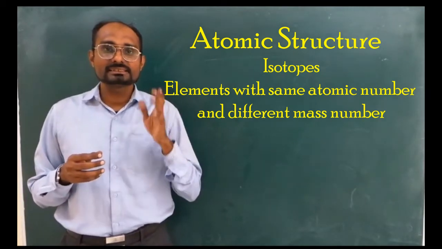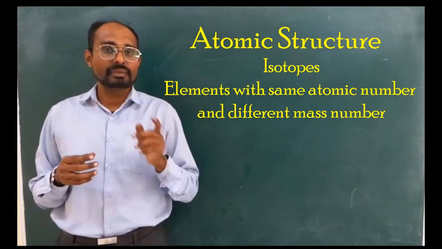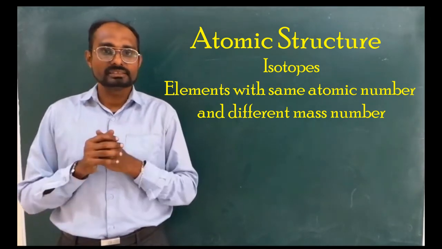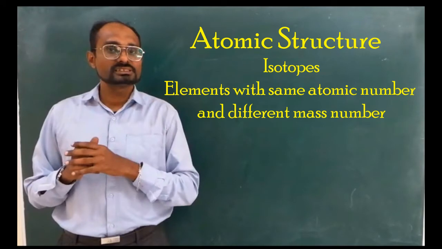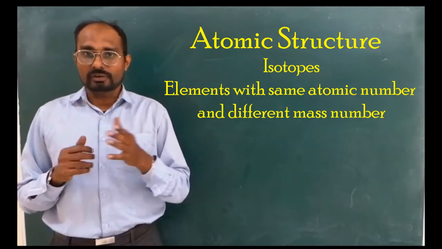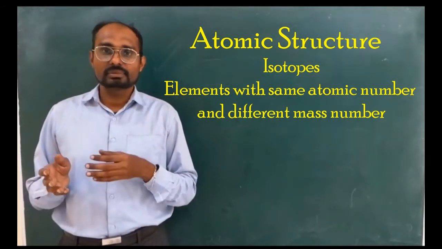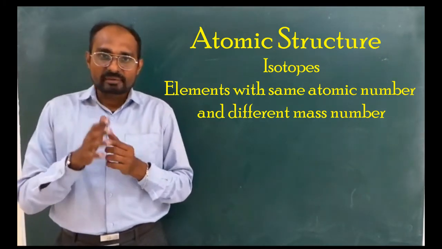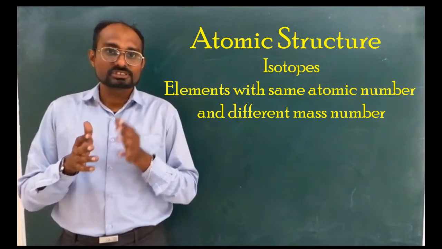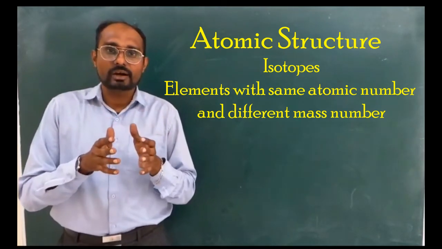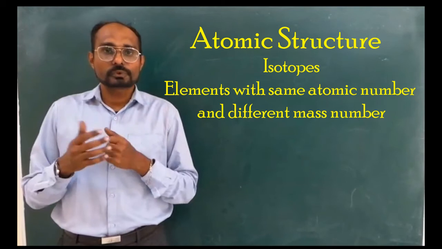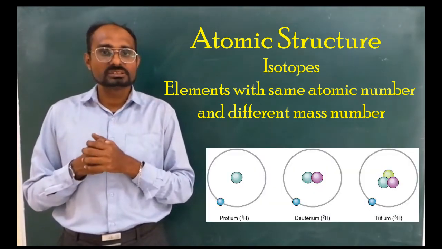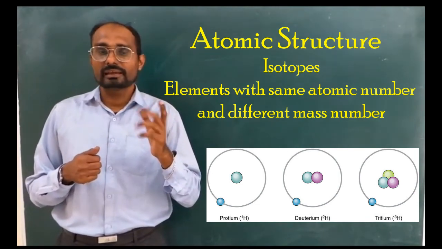When we say it is the same element, that means the same atomic number. That means they belong to the same element, the number of protons is the same. We already know that atomic number is nothing but the number of protons. Now, 2 atoms of the same element can have different numbers of neutrons. For example, hydrogen has 1 proton and 1 electron.